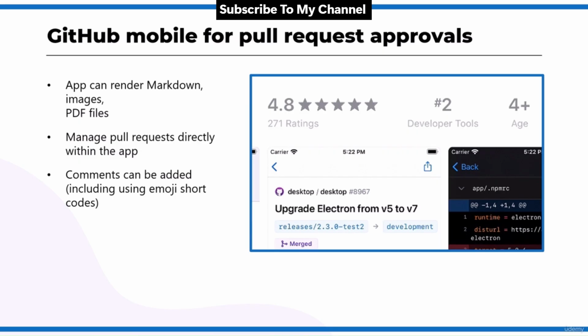Now we have a mobile app also available for Git pull requests. Using a mobile app in combination with Git is a convenient option, particularly when you have an urgent pull request approval required. The app can render markdown, images, and PDF files directly on the mobile device. Pull requests can be managed within the app, along with marking files as viewed or collapsing files. You can also add comments through the mobile view, and emojis and shortcuts can also be rendered. These are all the good things of the mobile view associated with GitHub.